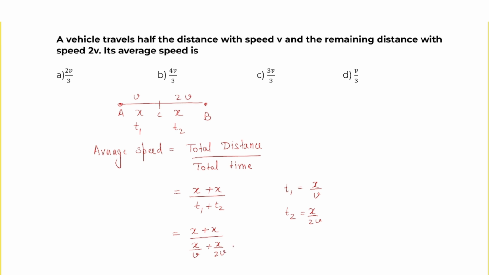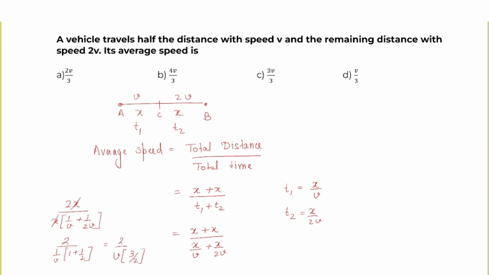So here x plus x will be 2x, whole divided by, taking x common out, 1 by v plus 1 by 2v. x gets cancelled with x, we are left with, now let's take v also common. So 2 upon 1 by v taking common, it will be 1 plus 1 by 2. 1 plus 1 by 2 is nothing but 3 by 2. So that will give us 2 over v into 3 by 2.